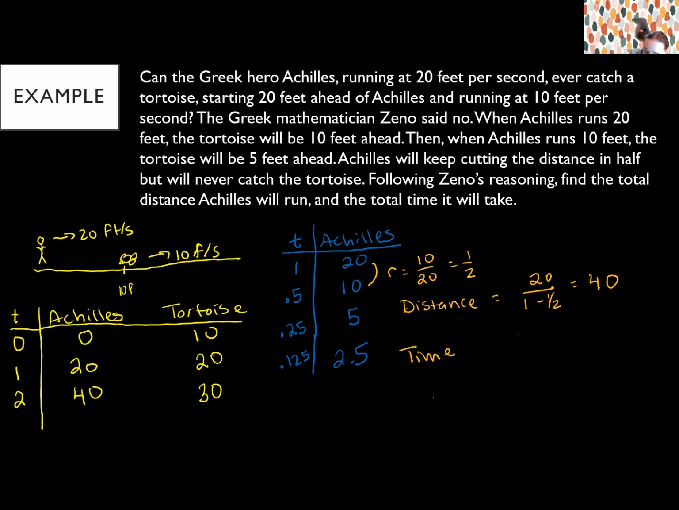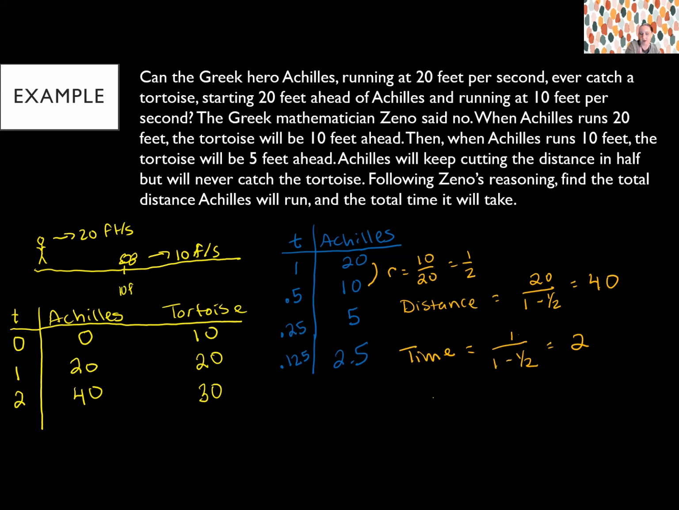And then we should get a time of 2, because that's what I did with this table here. But if we do time, so again, we're taking half the time, but now we're starting at 1. And so you get 1 minus 1/2, which actually just comes out to 1/2 in the denominator. 1 divided by that, you get 2. So according to Zeno's reasoning, in 2 seconds, he'll go 40 feet. And that matches what we did.